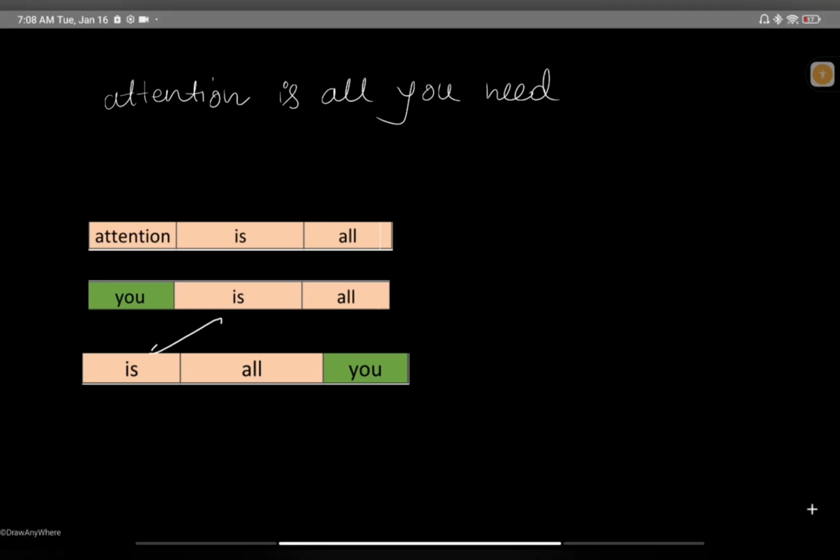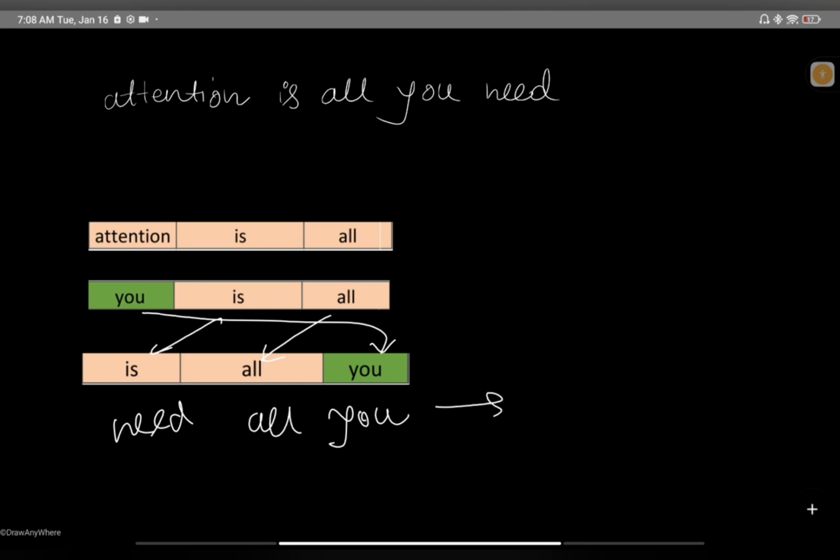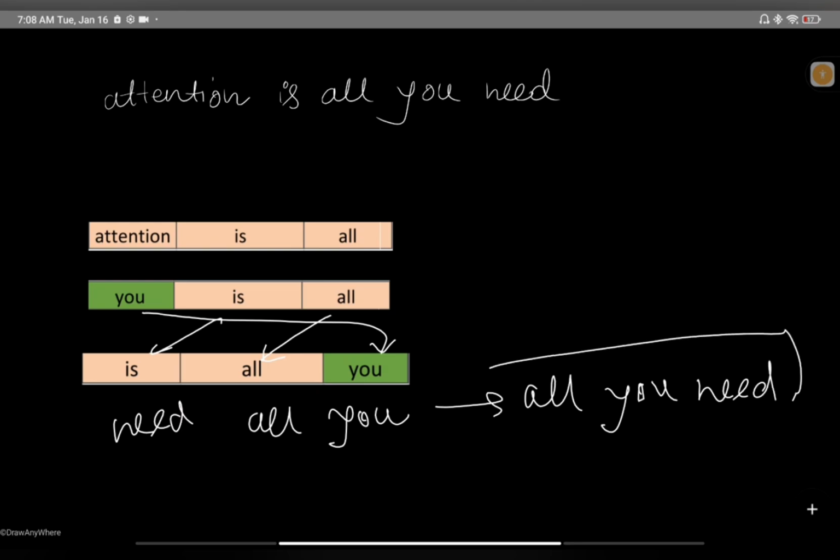So we are shifting these things here, and we are bringing the u here, right? Similarly, in the case of "need," at first we will put "need" here, and then we will have "all" and "u." After that we will swap this, right? So we get "all u need." In that way we roll the cache and we get the new cache in this manner, right? So this is the concept of the rolling buffer cache. This is just a combination of the KV cache along with the sliding window attention.